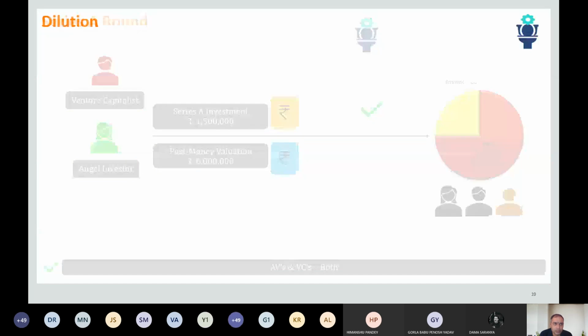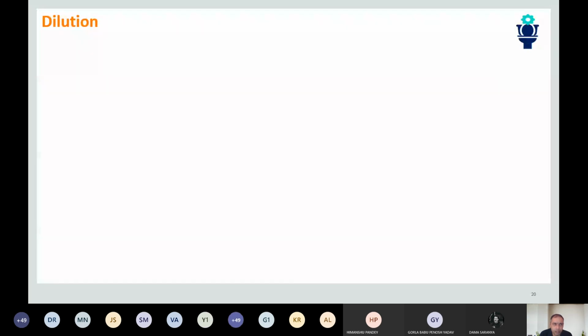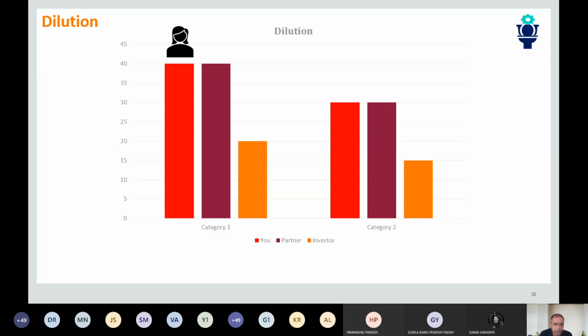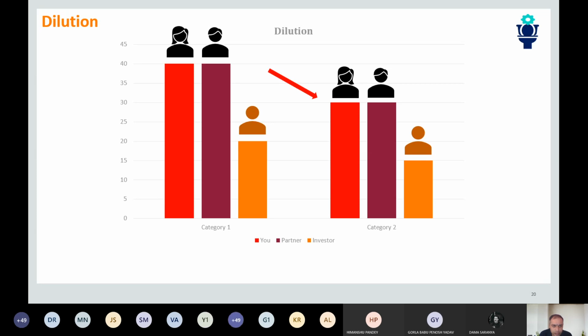So now dilution is going to happen. What is the dilution? Previously you were having 40% of your share, your friend or partner was having 40%, and your seed money investor got 20% of the business. But now your share value has come to 30 for your friend, and your seed money investor is going to get only 15. There's a dilution in shares.